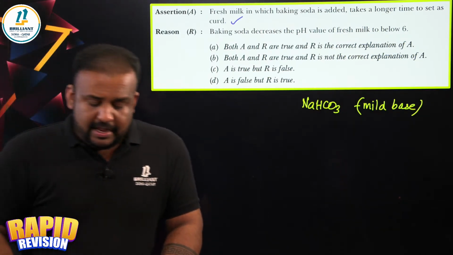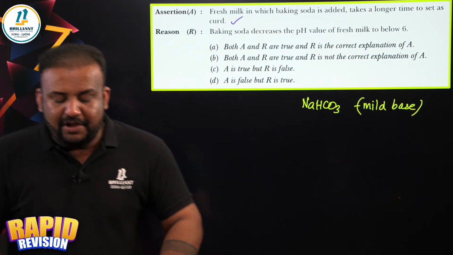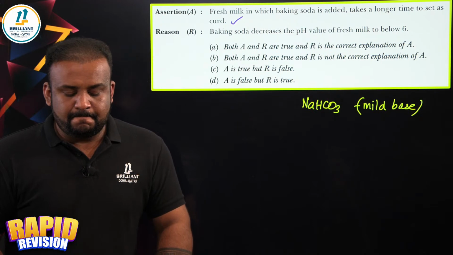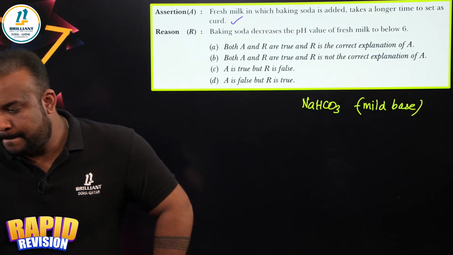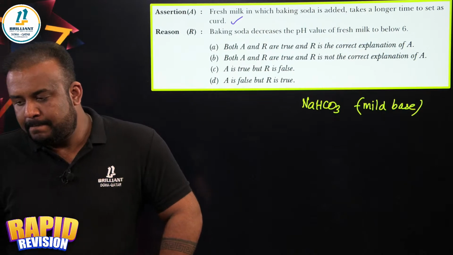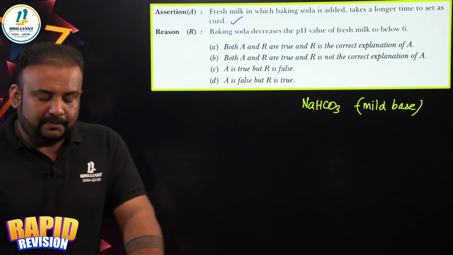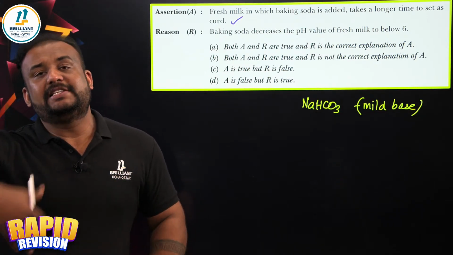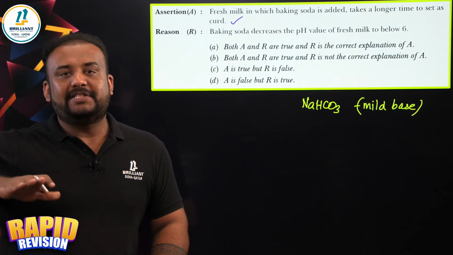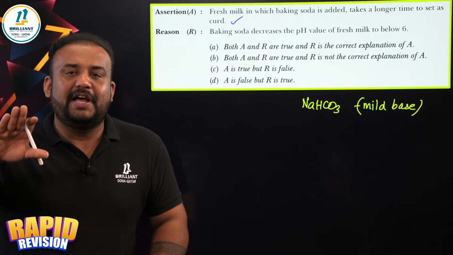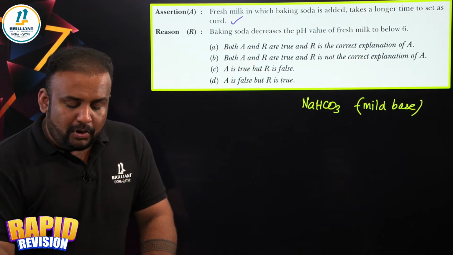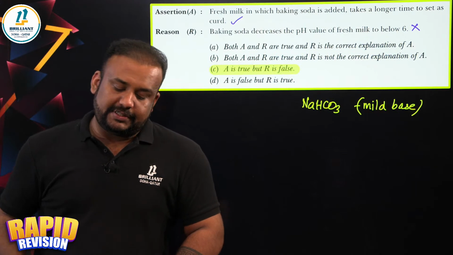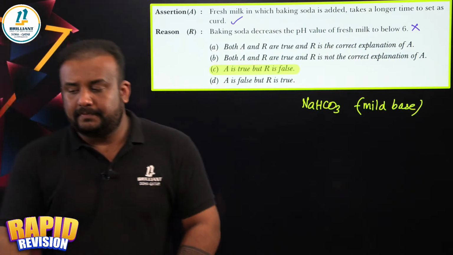And that statement is true. The reason given: baking soda decreases the pH value of fresh milk to below 6. Is that true? No, baking soda is a base, isn't it? What does a base do? A base always tries to elevate the pH value. That means it will go more than 7. So this is false. So the assertion is true, but the reason is false. Is that clear to everyone?